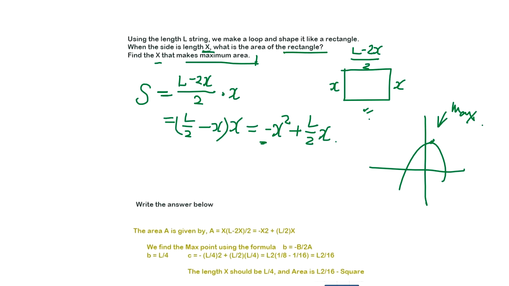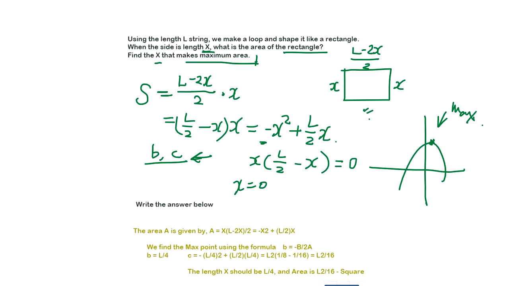Okay, max area, how do you find it? Well, you can use the quadratic formula to find B and C, which is the coordinate of this point. Or you can do factoring: X times (L over 2 minus X). That's a factoring. And if you set that to 0, then X is either 0.